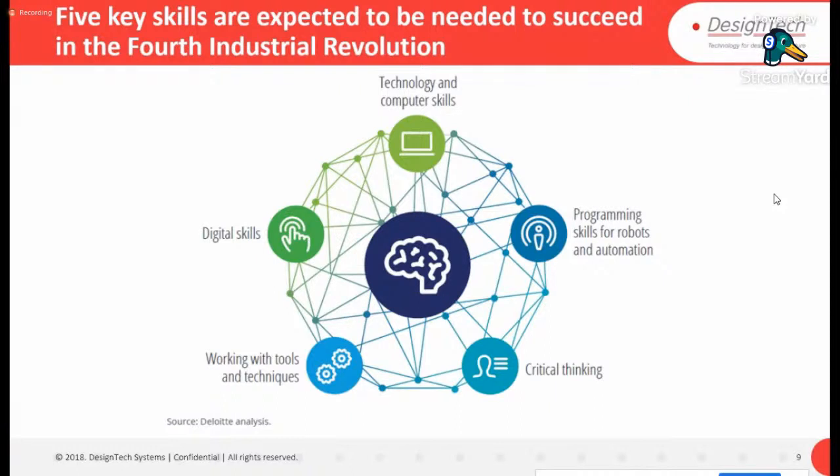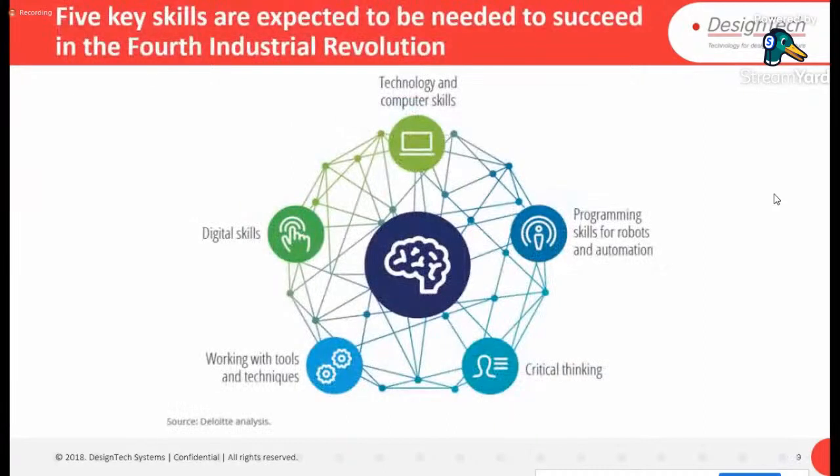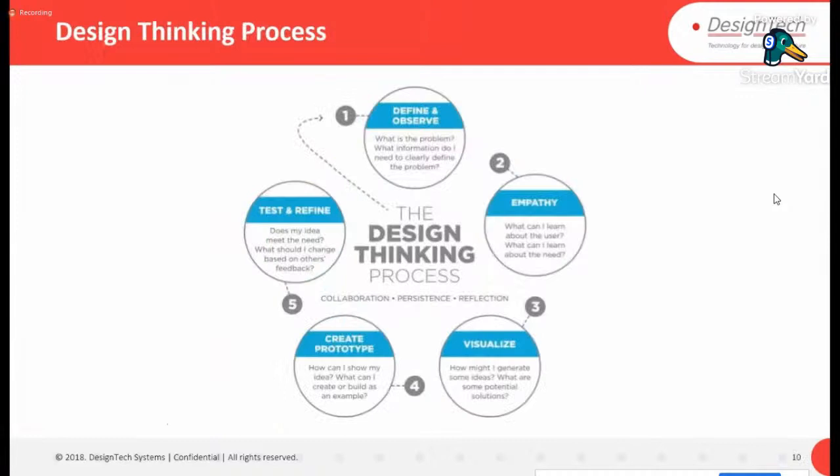Now, when I talk about this, and I talk about design thinking, I would not take you into the process of how a part is designed or how a product is designed, but I will show you how different areas of design thinking are addressed with multiple different tools and technologies, which you've seen over here as working with tools and techniques. So we will look at that aspect from a design thinking, critical thinking, and innovation perspective.